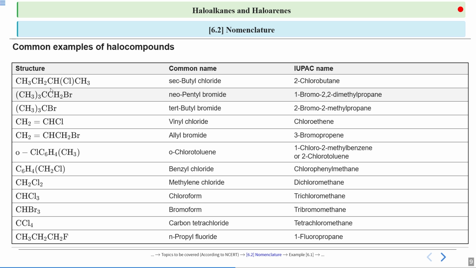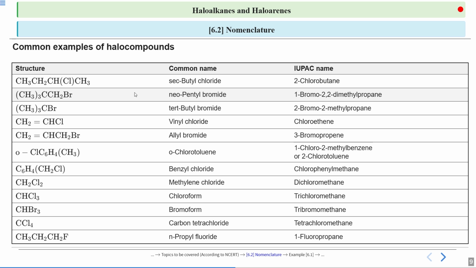Butyl means four carbons are there, and chloride because chlorine is the halogen present at the second position. The IUPAC name will be 2-chlorobutane. Also, the chlorine is present on a carbon which is attached to two other carbons, so we write the prefix sec, secondary butyl chloride.